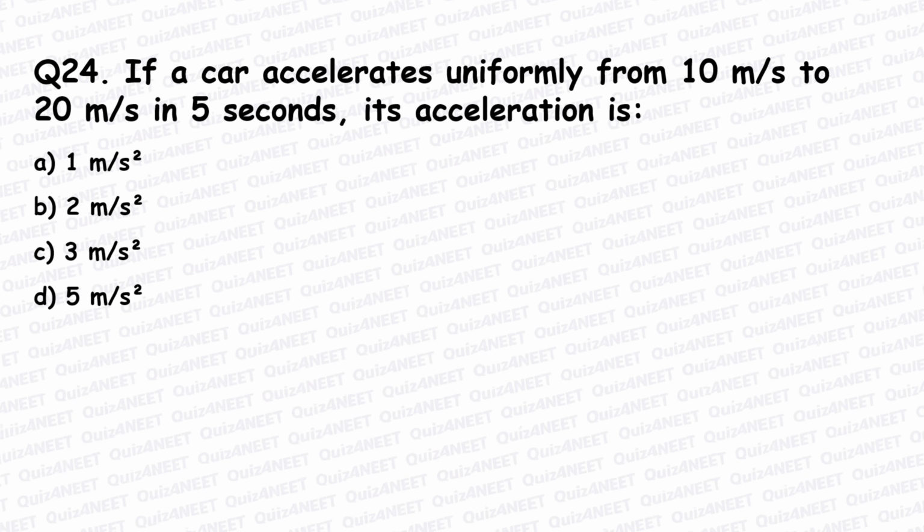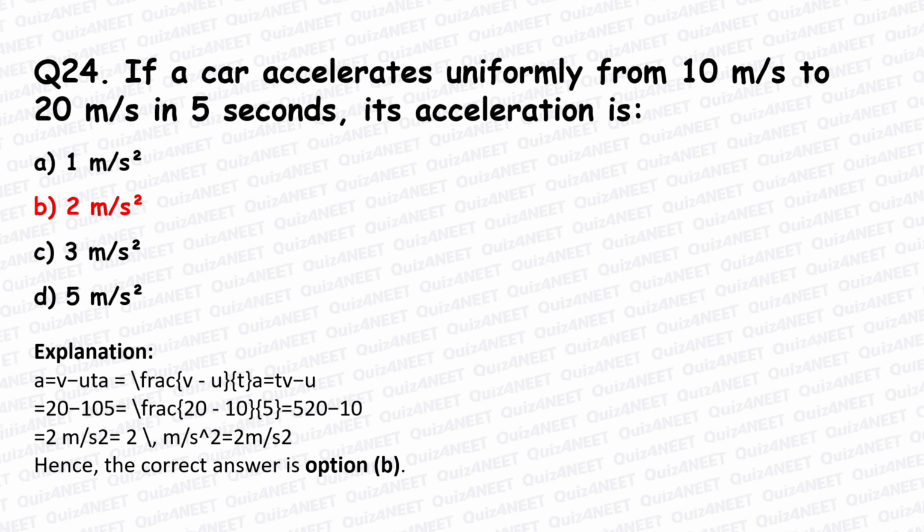Q24. If a car accelerates uniformly from 10 meters per second to 20 meters per second in 5 seconds, its acceleration is: A, 1 meter per second squared; B, 2 meters per second squared; C, 3 meters per second squared; D, 5 meters per second squared. Answer: B, 2 meters per second squared. a equals (V minus U) over t equals (20 minus 10) over 5. Hence, the correct answer is option B.